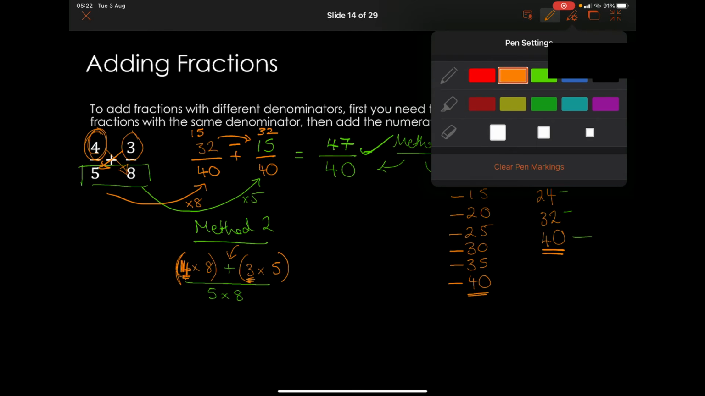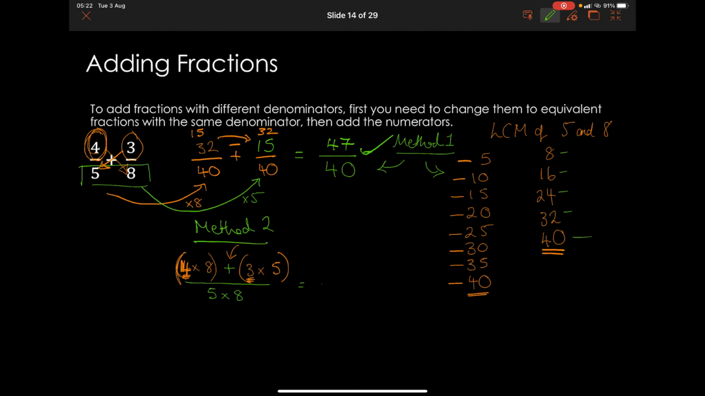Anyway, so going back to this then, we're then going to do 5 times 8 on the bottom, which is 40. Put our add in. 4 times 8 is 32. And 3 times 5 is 15. So again, we just add those together, giving us 47 over 40. And that would be our answer.